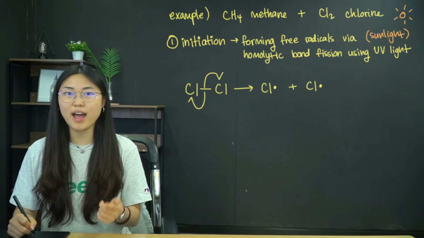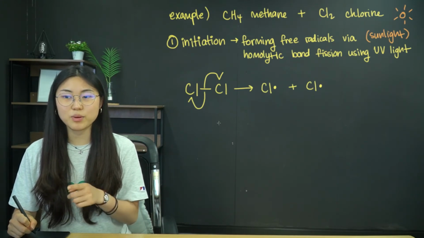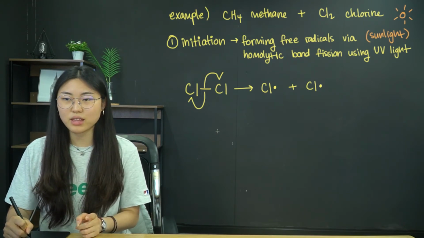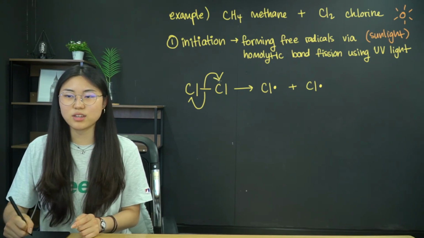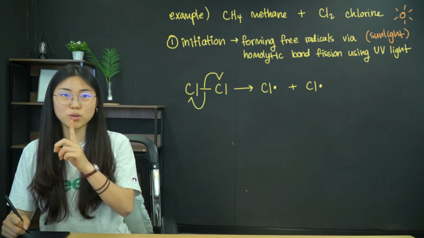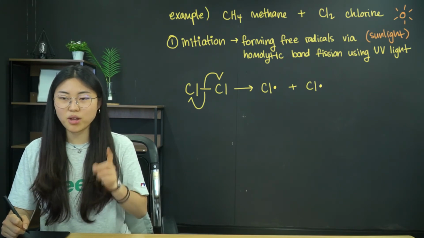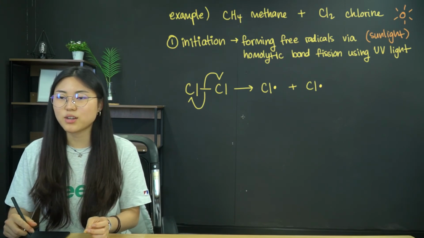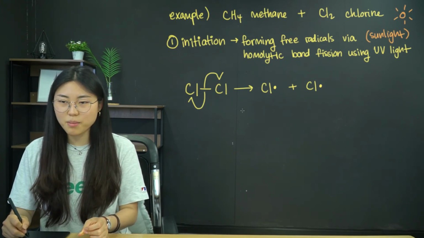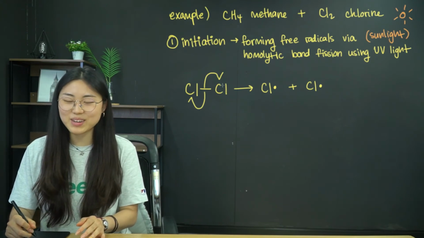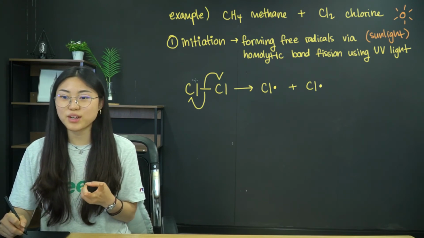Do you remember what half arrows represent? It represents only one electron moving. It's not a full arrow like that. It's just a half arrow, so it's only one electron moving from the bond to each of the atoms bonded together. So we have one electron going to this chlorine, and one electron going to this chlorine, making two chlorine free radicals.